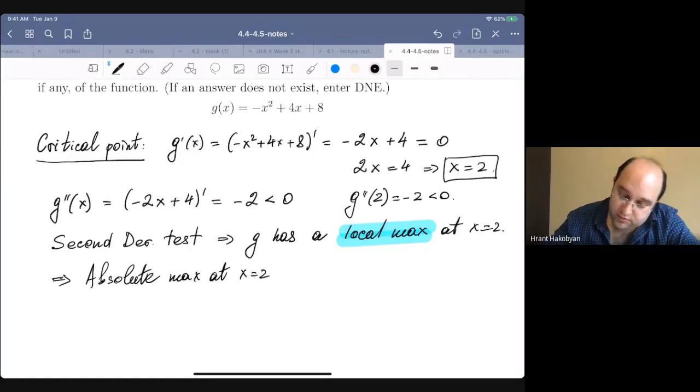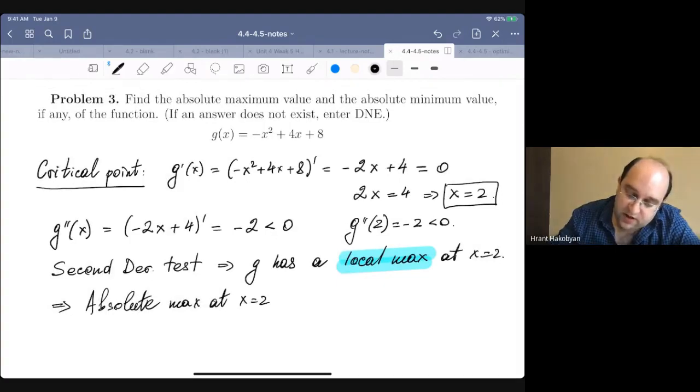But what was the question? Find the absolute maximum value and absolute minimum value. So there is no absolute minimum in this case because there is just one critical point. The absolute maximum is at x equals 2, and the value at that point is what we get if we plug x equals 2 into g. So the absolute maximum value is g of 2.